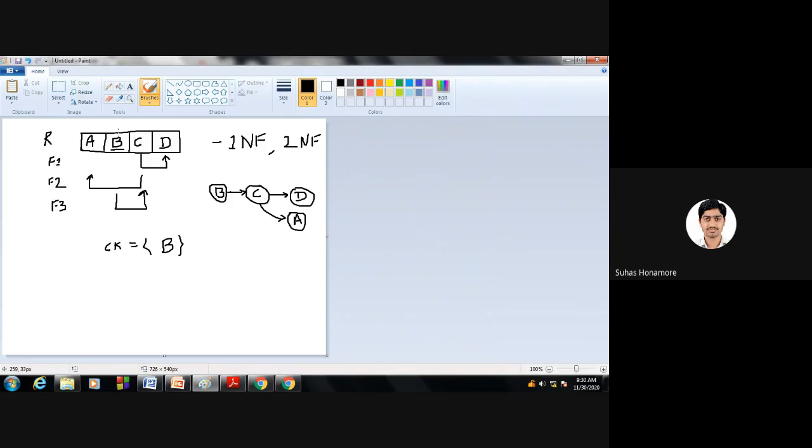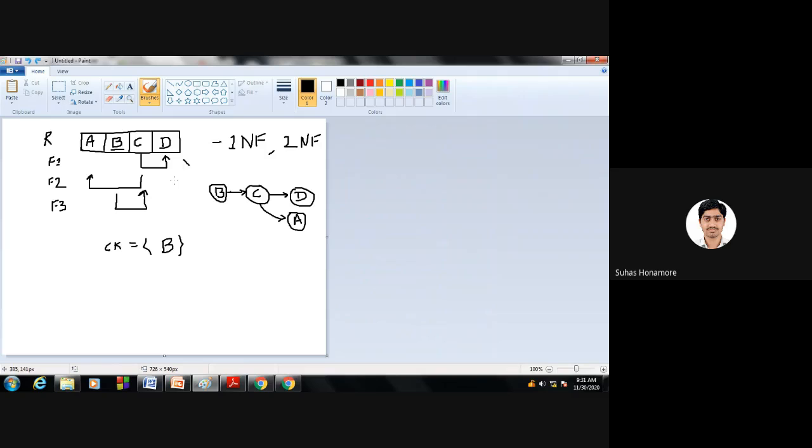C, is it transitively dependent on the primary key? No, because C is directly dependent on the primary key here, it's not transitively dependent. What about D? D is transitively dependent on the primary key. D is actually dependent on C, and from C we have a dependency from B. So it means D is transitively dependent on B. So this violates the 3NF. Here I will mark this one as violating the 3NF.